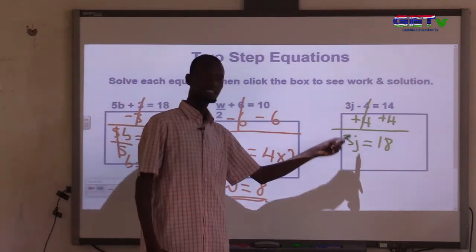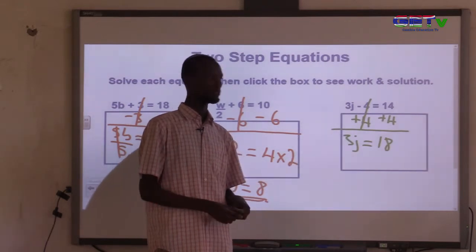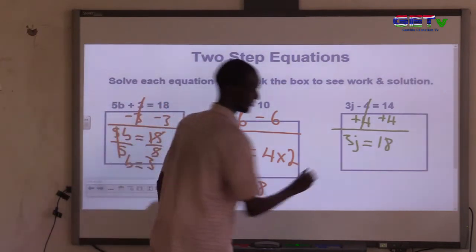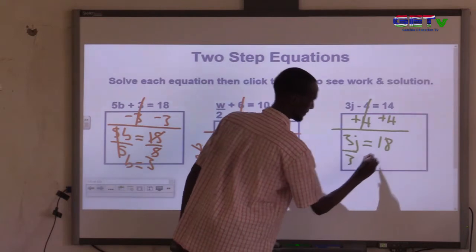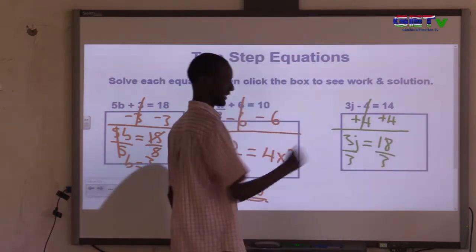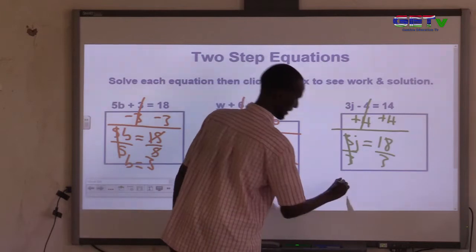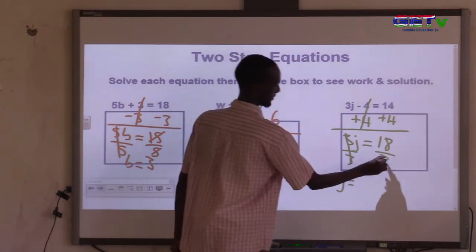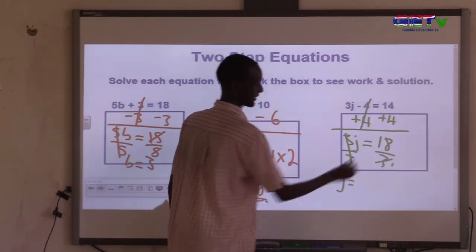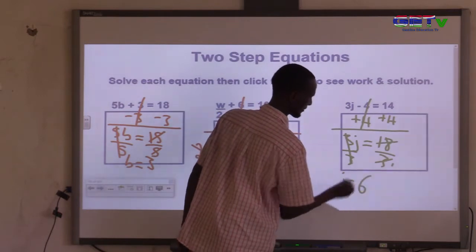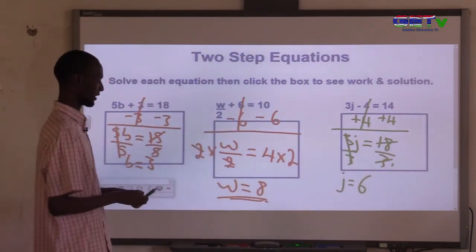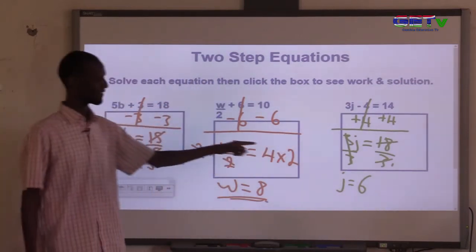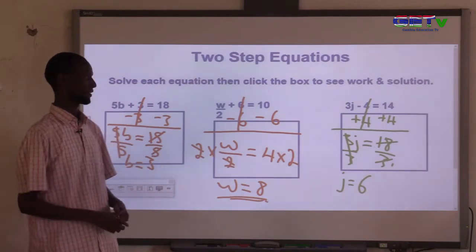And that is 3 times j. It's a multiplication, so we need to undo that. And to undo a multiplication, we divide. So, divide by 3 on both sides. The 3s will cancel out, and your j is all alone now, equal to, 3 into itself would be once, and 3 can go into 18 6 times. So the correct answer there would be j equals 6. If you got that as your solution, well done.